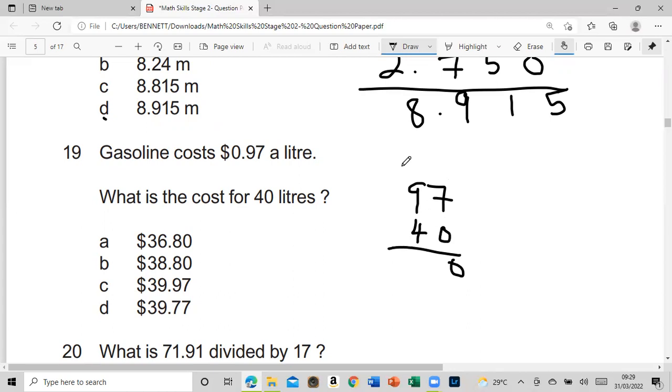4 7s are 28, 2 carry 8. 4 9s are 36 and 2 is 38. Now we add 2 decimal places. That's 2 numbers after the decimal point. So we just do the same. So that's 38.80. So don't complicate these. It can be very simple.